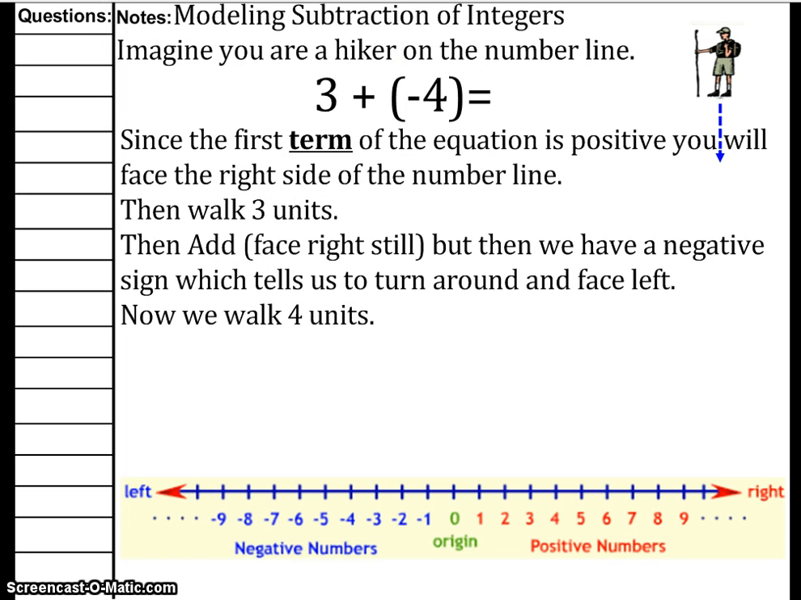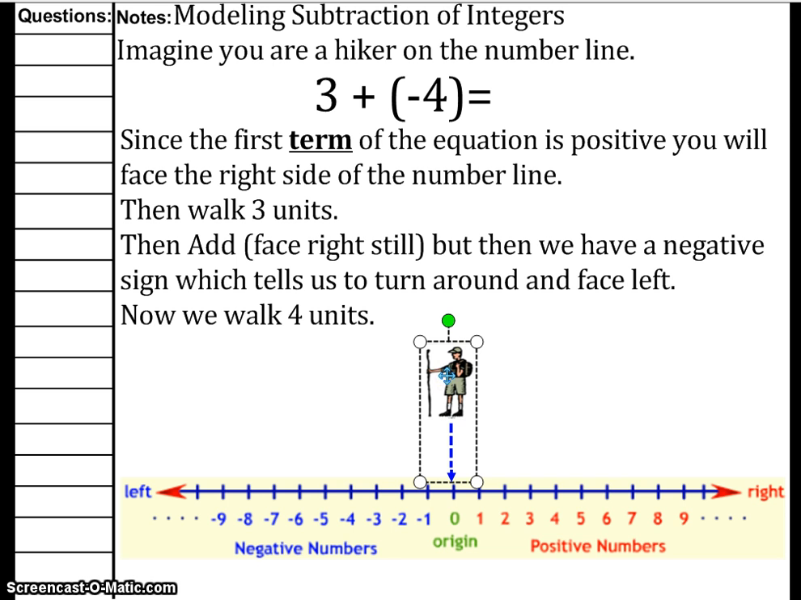First, we're going to look at modeling subtraction of integers using a number line. Imagine you're a hiker and you're hiking along the number line. We're going to hike up the number line and we're going to hike down the number line. So here's our little hiker dude over here. Everyone see him? I'm going to start him off on the origin there, which is 0.